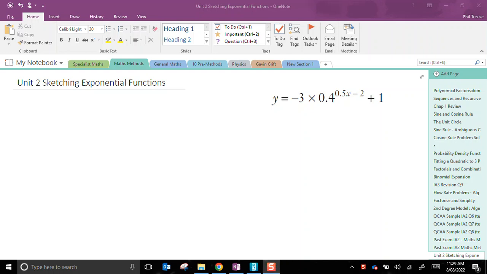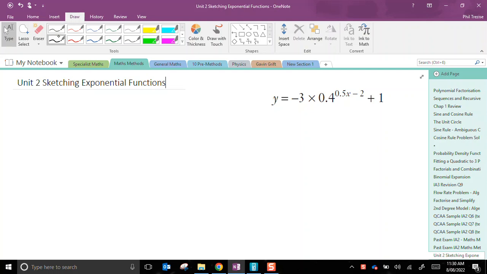Hi everyone, I'm going to demonstrate how we might sketch this exponential function. Now this one, I must say, is a bit diabolical, so I hope this goes okay. The problem that I see is here. We have this coefficient 0.5 multiplying by the exponent x.